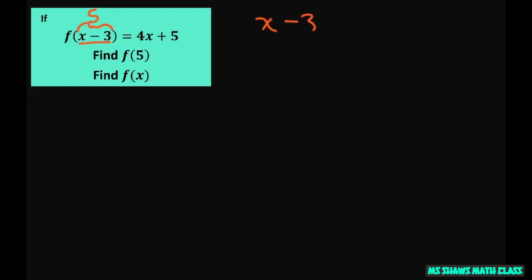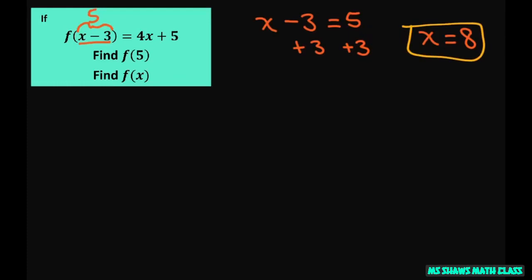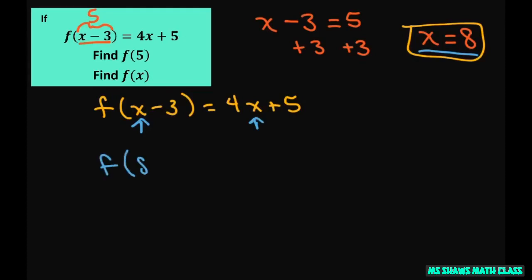So if x minus 3 equals 5, you add 3 to both sides of the equation, and you get x equals 8. Now that we know that x equals 8, you're just going to take this equation and plug in 8, or substitute in 8 for each of these x's. So we have f of 8 minus 3 equals 4 times 8 plus 5.